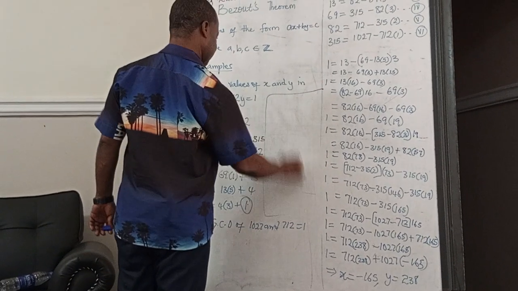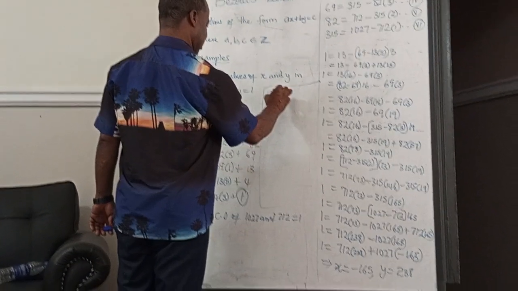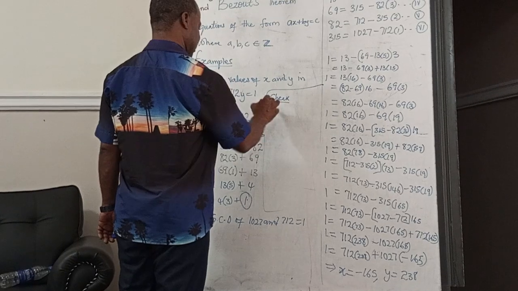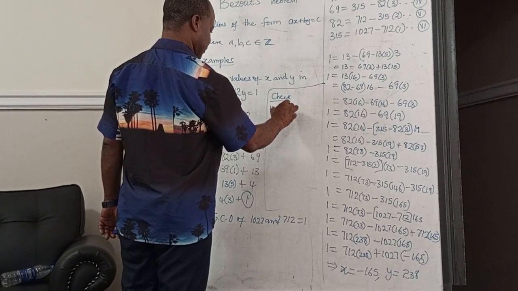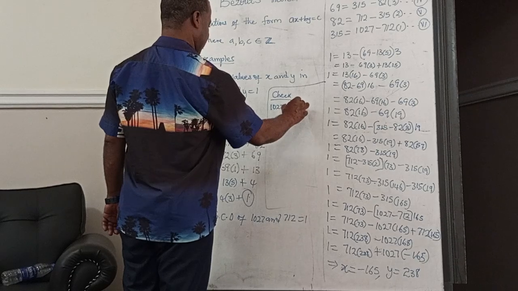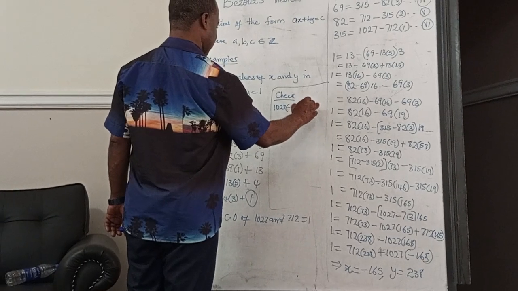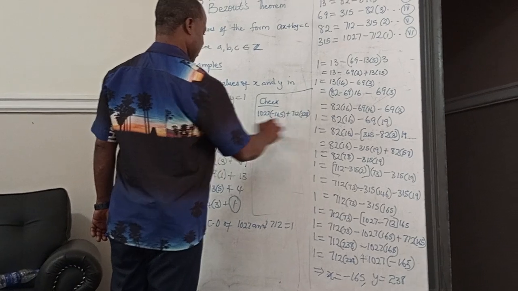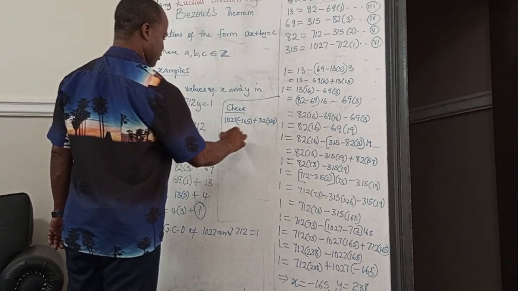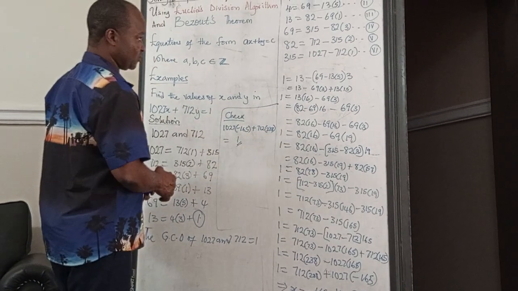Let's try that out. Let's write our check here to see that 1027 times negative 165 then plus 712 times 238. If you simplify this, you are going to have 1, which means that our solution is actually correct.